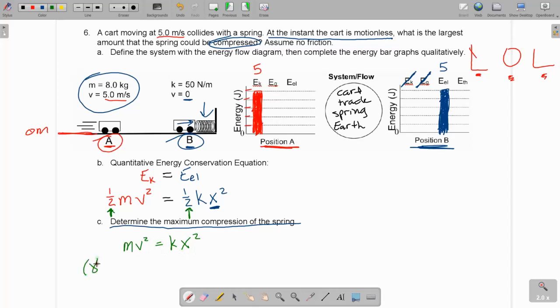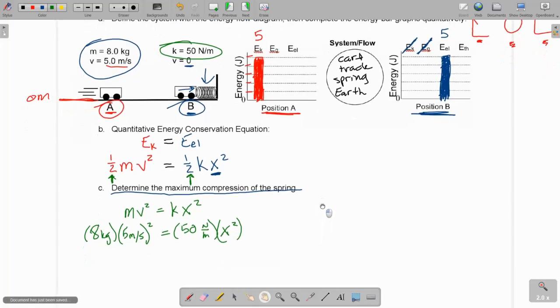So it's going to be 8 kilograms times the velocity squared, which is 5 meters per second, squared. That's equal to the spring constant, which it tells us up here is 50 newtons per meter, times the stretch squared. Okay? So when you do 8 times 5 squared, which, 5 squared is 25, and then times 8, you're going to get 200.